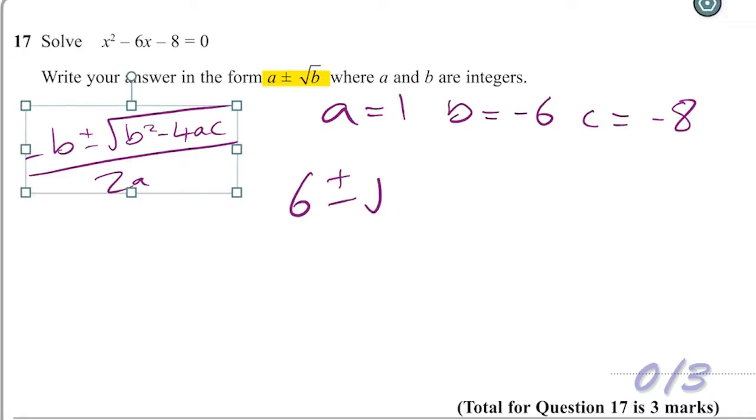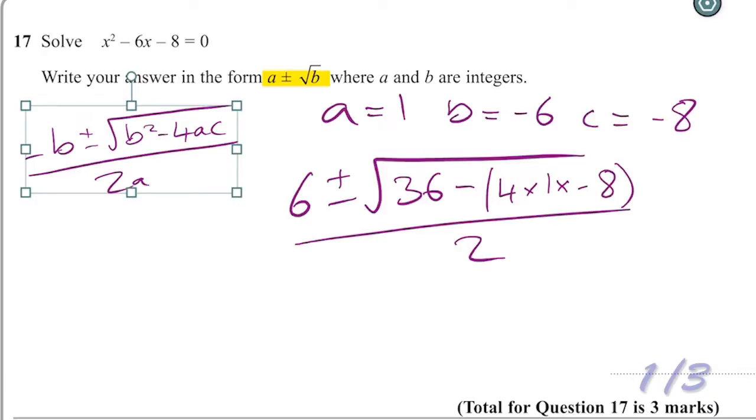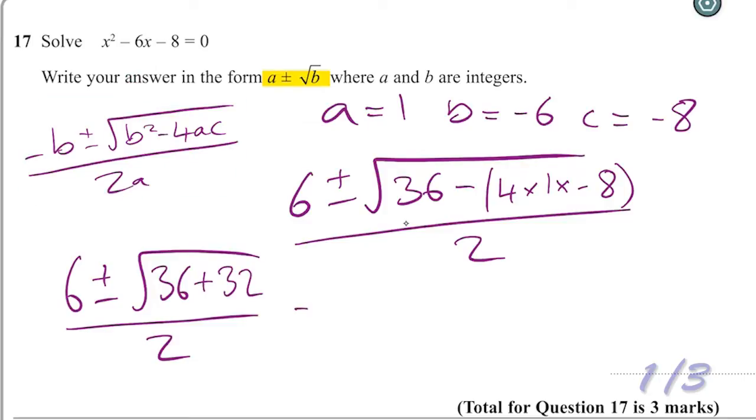The square root, b squared, minus 6 times minus 6 is 36, minus 4 times ac, so 4 times 1 times minus 8. That's all over 2a, so that's all divided by 2. That's just 6 plus or minus the square root of 36 minus 4 times 1 times minus 8. 4 times minus 8 would give me minus 32, so minus minus 32 is plus 32. All divided by 2, and that gives me 6 plus or minus the square root of 68 divided by 2.